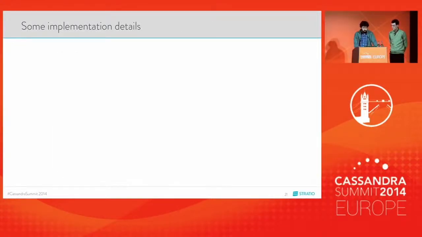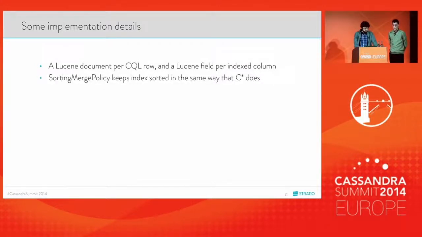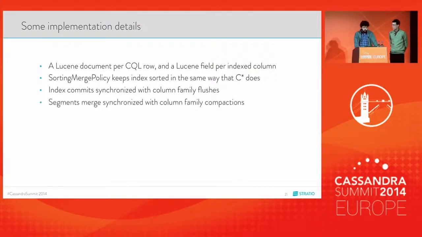With respect to the implementation, we would like to highlight some internal details. Each SQL row is mapped to a Lucene document and each column to a field. The documents are sorted in Lucene in the same way as Cassandra's, using a sorting merge policy. Document writings are committed to the Lucene index at the same time as the Cassandra column families are flushed. And finally, the Lucene index segment merges are synchronized with Cassandra column family compactions.